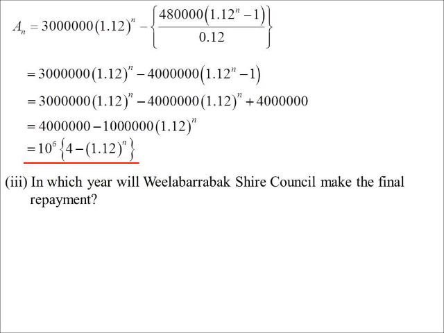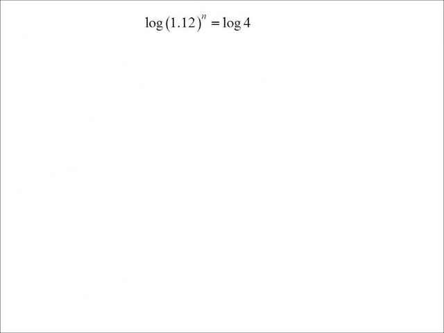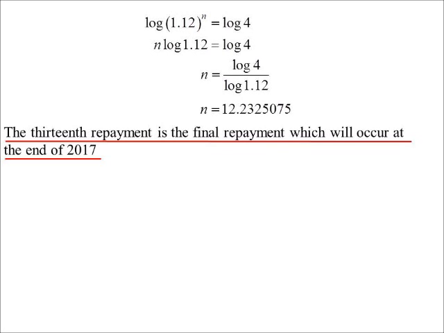So the last question, I think this is the last part of it. What year will they make that final repayment? So when is A(n) equal to 0? So all we've got to do is solve this equation equals 0. And we'll come up with, eventually, log... 12.23 years. So 2017 in this question.